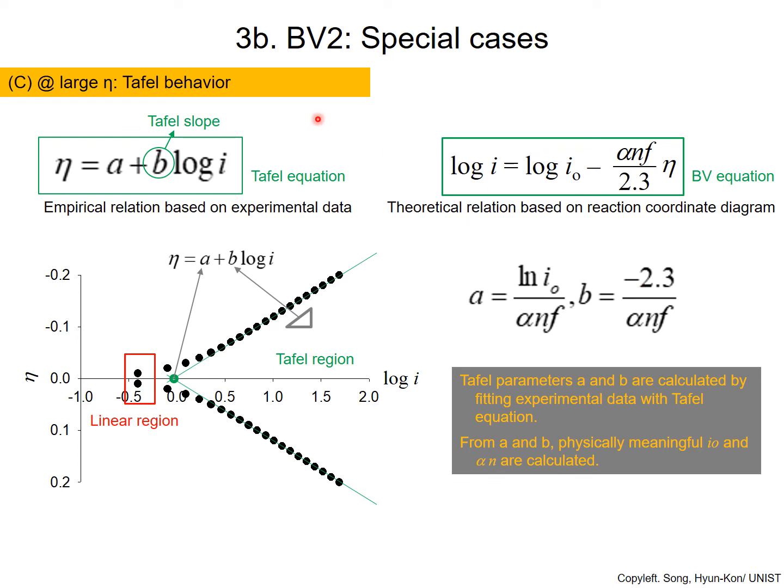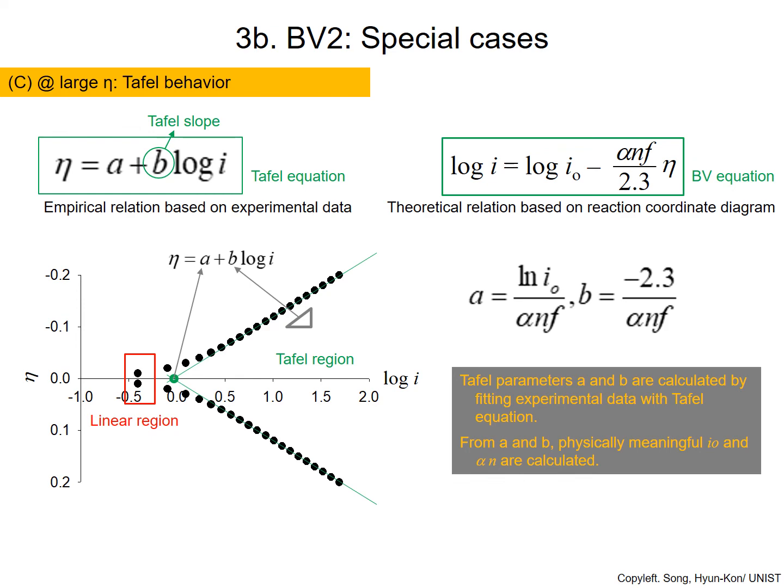Also, from the exchange current, you could obtain the value of the standard rate constant. If you have the information about the standard rate constant K0 and the transfer coefficient alpha, then you could say I have everything for the electrochemistry of our interest.